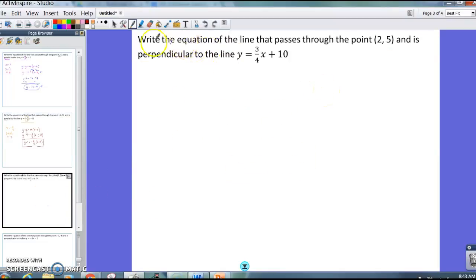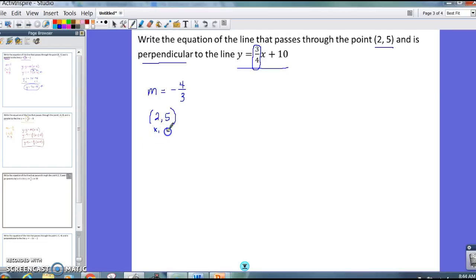Okay, let's do a couple of examples where we have perpendicular lines. So in this case, here's my point, and they're telling me that it's perpendicular to this given line. Remember with perpendicular lines, their slopes are opposite reciprocals or negative reciprocals, meaning you have to flip it and change the sign. So since the slope of this line is 3/4, the slope of my line is going to be negative because I have to change the sign and then I have to flip the fraction. So it's going to be -4/3.